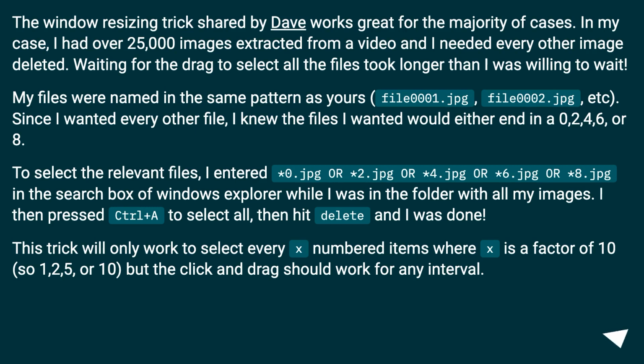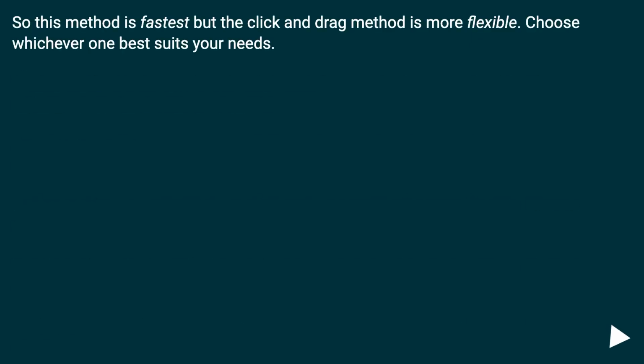To select the relevant files, I entered 0.jpg or 2.jpg or 4.jpg or 6.jpg or 8.jpg in the search box of Windows Explorer while I was in the folder with all my images. I then pressed Ctrl+A to select all, then hit delete and I was done. This trick will only work to select every X numbered items where X is a factor of 10, so 1, 2, 5, or 10, but the click and drag should work for any interval. So this method is fastest, but the click and drag method is more flexible. Choose whichever one best suits your needs.